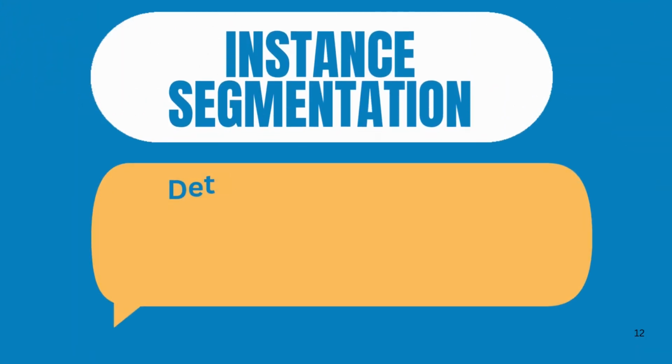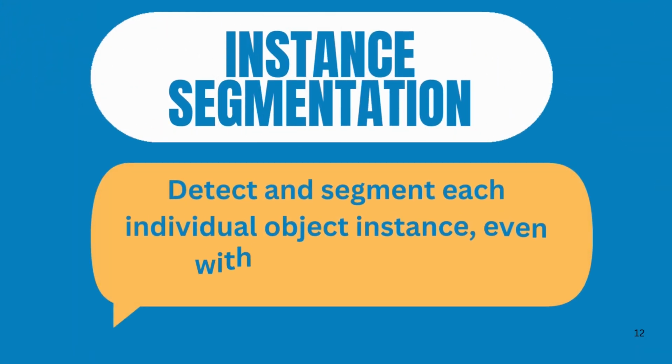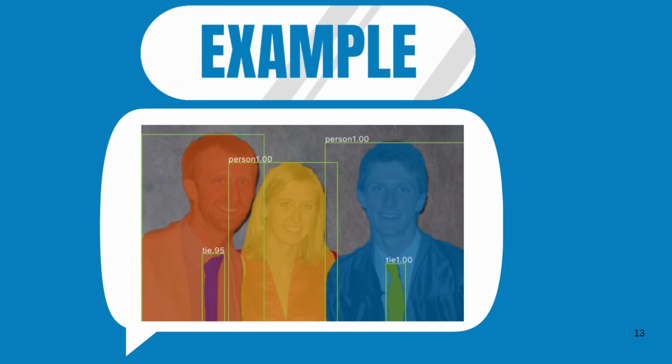The next segmentation is instance segmentation. What does it mean? It means detecting and segmenting each individual object instance even within the same class. As you can see, the image shows instance segmentation, so instances of the same object have different colors, like tie and person in this image.